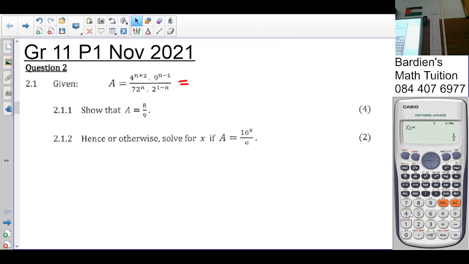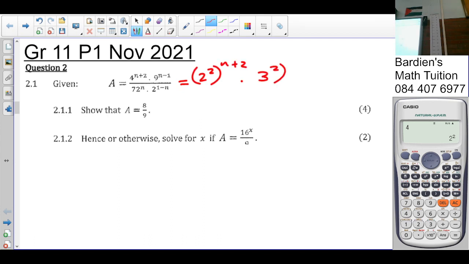So 4 can be written as, if we didn't know it was 2 squared, you say 4, but it's equal to shift and this button here, which is shift and factorize. As you can see, it's in yellow. To activate any yellow key, you press shift on the calculator. Otherwise, any maroon or red key, you press the alpha, which is next to that. So that is simply going to be 2 squared raised to the n plus 2 times 3 squared raised to the n minus 1 over 72, which is 2 squared times 3 squared, I think.